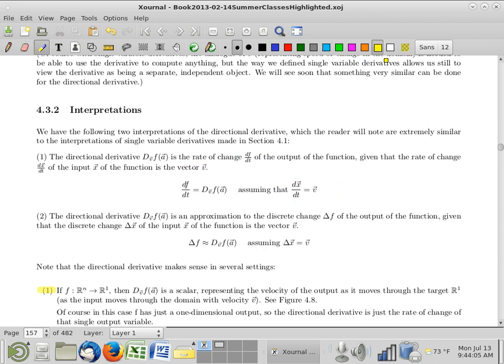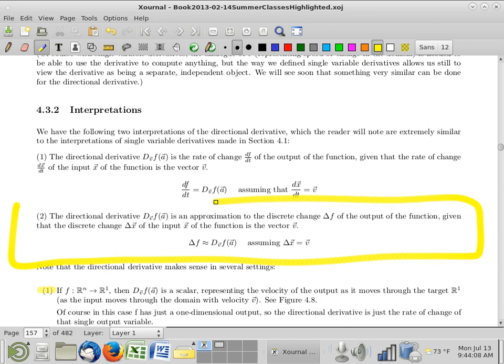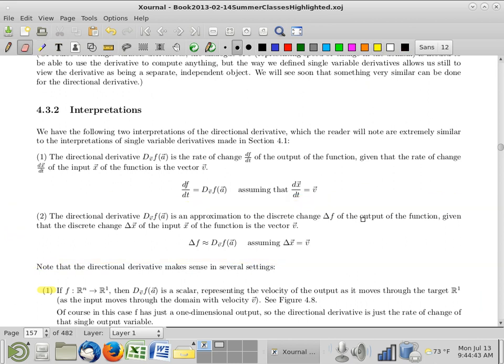So here's a different interpretation, though, of the directional derivative. Recall that when we were talking about single variable derivatives, you can think about single variable derivatives as a relationship between input velocities and output velocities. That's kind of what we did here. But you can also think about single variable derivatives as a relationship between input discrete changes and output discrete changes, or at least it's an approximation of a relationship between delta x and delta f, delta x, delta y, depending on how you want to write things. So that works for directional derivatives as well.